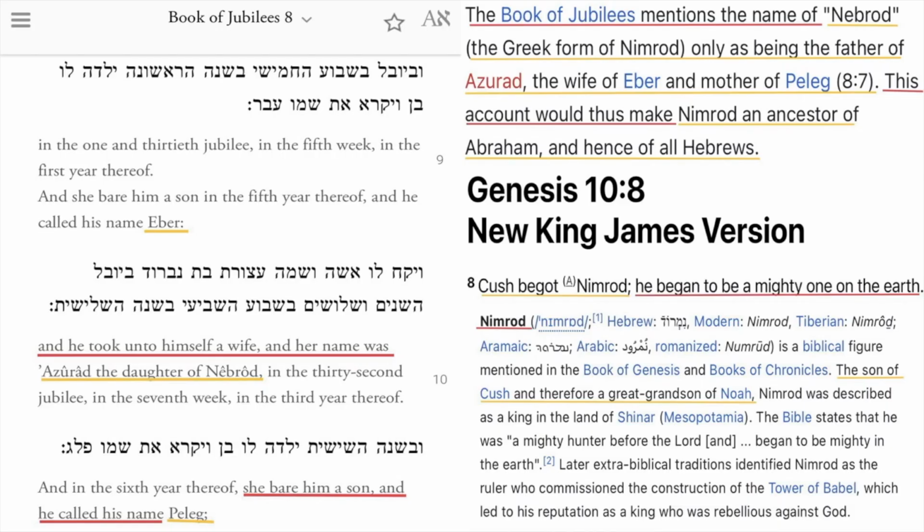So keep in mind, the Book of Jubilees mentions the name Nimrod, the Greek form of Nimrod, only as being the father of Azurad, the wife of Eber and mother of Peleg. This account would thus make Nimrod, again, who is a Cushite Hamite, an ancestor of Abraham, and hence all Hebrews. Genesis chapter 10: Cush begot Nimrod, and he began to be a mighty one on the earth. So just keep that in mind.